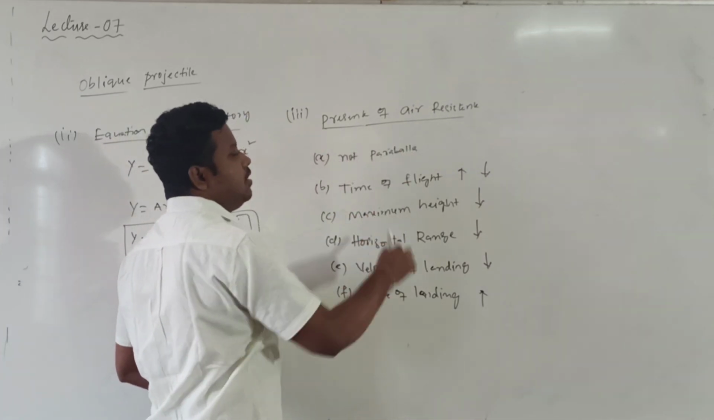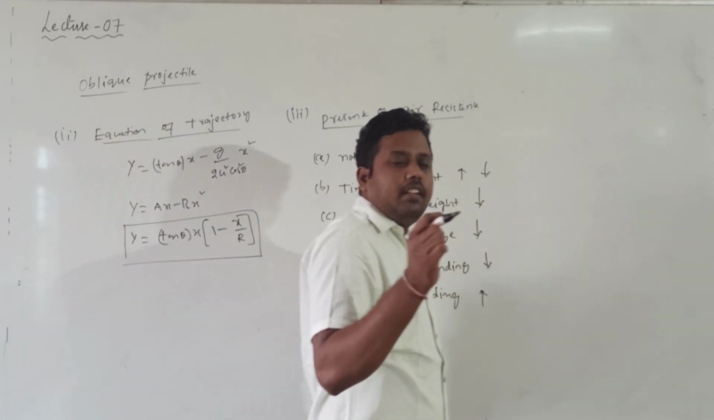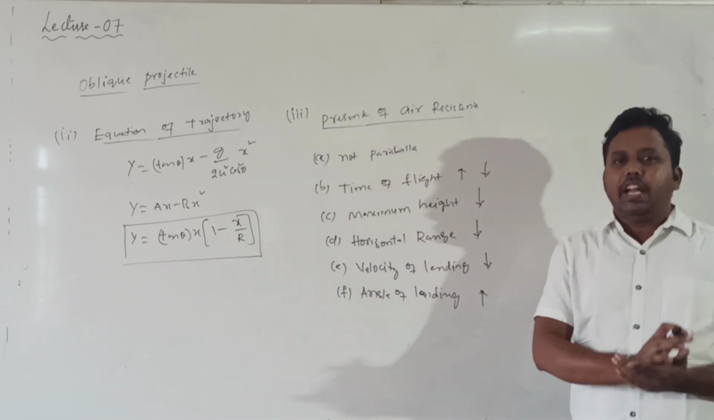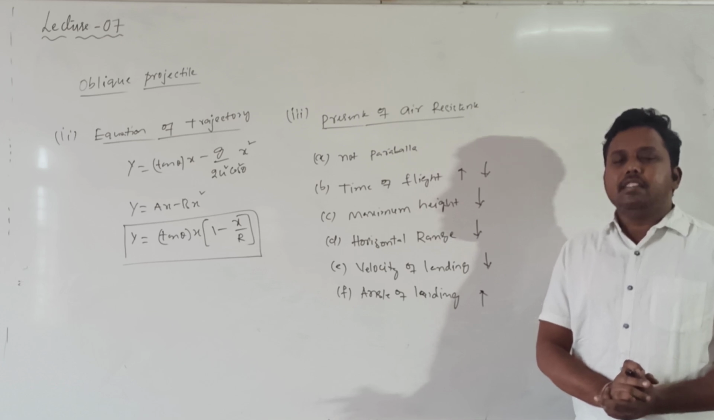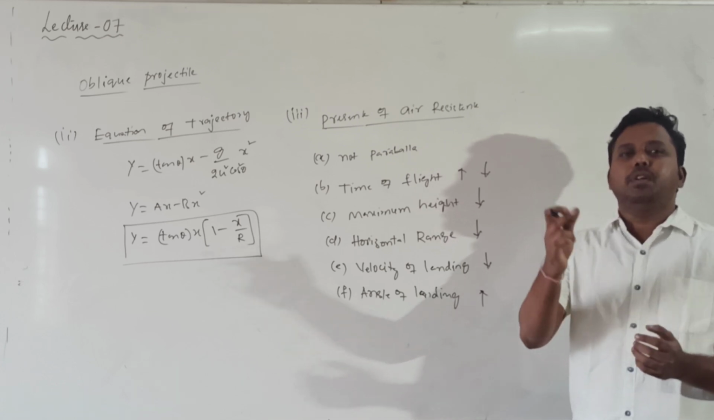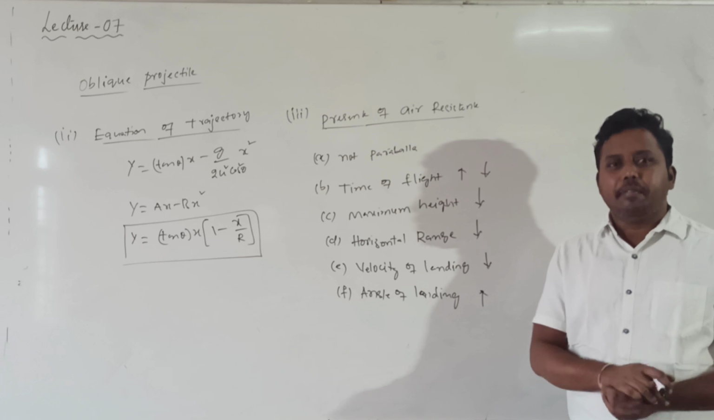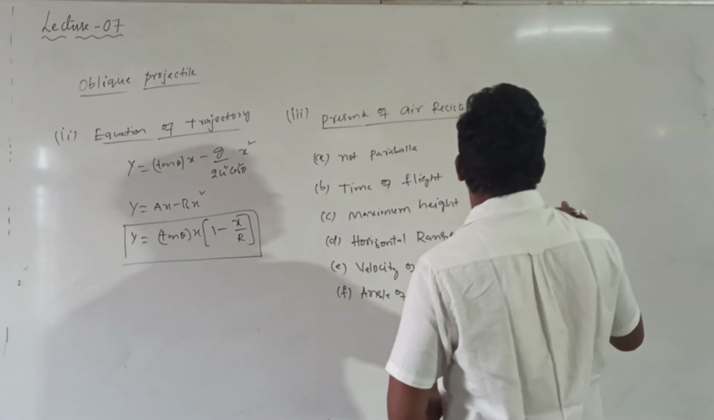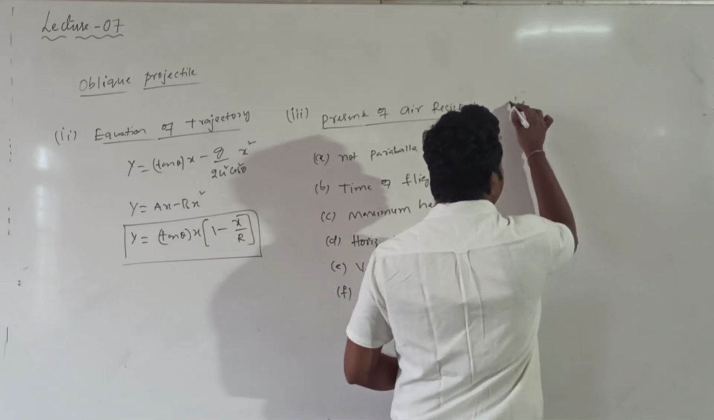When air resistance is not there, the angle of projection and angle of landing will be the same. When air resistance is not considered, the velocity of projection and velocity of landing are both the same. But in the presence of air resistance, these are the points. So that is the third. The next one is the fourth one.